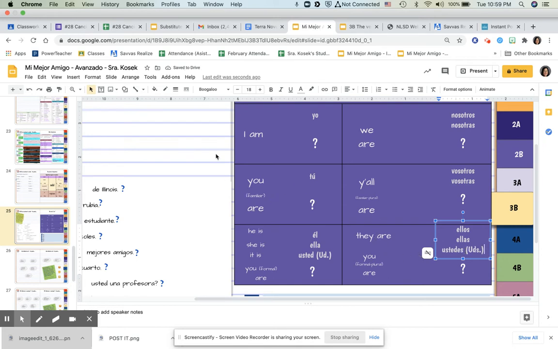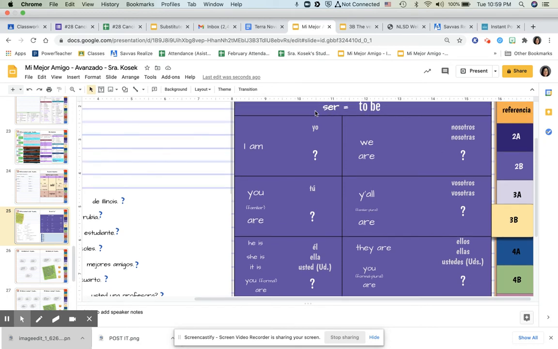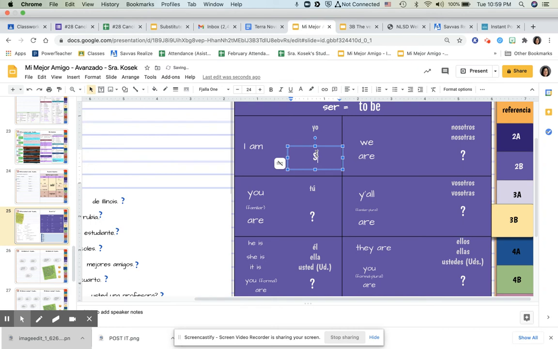Again, you should know these subject pronouns by now. Yo, tú, él, ella, usted, nosotros, nosotras, vosotros, vosotras, ellos, ellas, and ustedes. So now let's learn the forms of ser. Again, we learned these last year in chapter 1. I am in Spanish is yo soy. And you don't need to say the yo, you can just say soy.